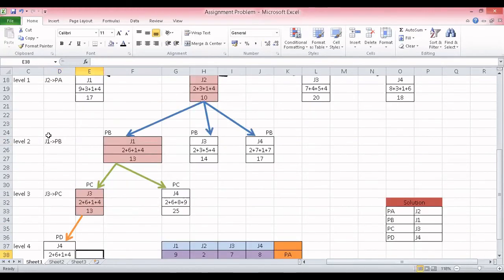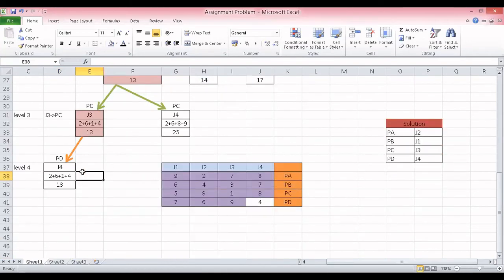Job 2 is assigned, job 1 is assigned, job 3 is assigned. They left out only one box, that is person D. Person D, only one job is left out, that is job 4. See, all the other purple color is highlighted, so we should not consider those columns and rows. Don't consider these purple color values because those are already assigned.